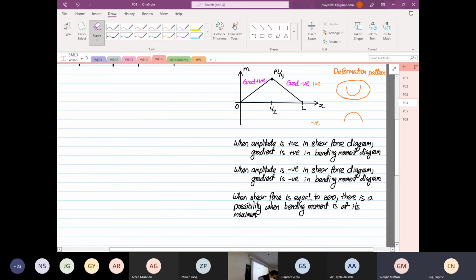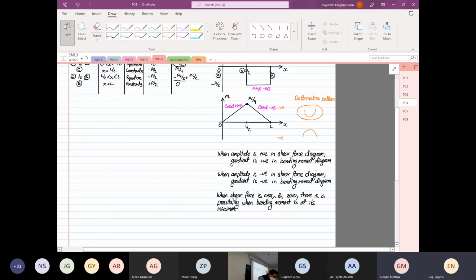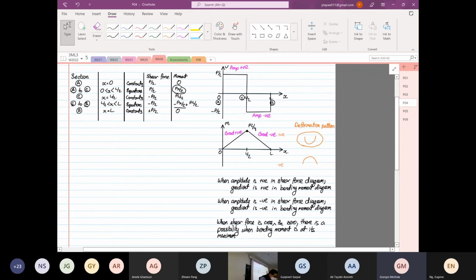Okay, it's not equal, it crosses 0. So what do I mean by cross the 0? If you look at this yellow line that I'm drawing on the shear force diagram, it crosses 0, right? If you look at the bending moment diagram, it's where the bending moment is at its maximum.